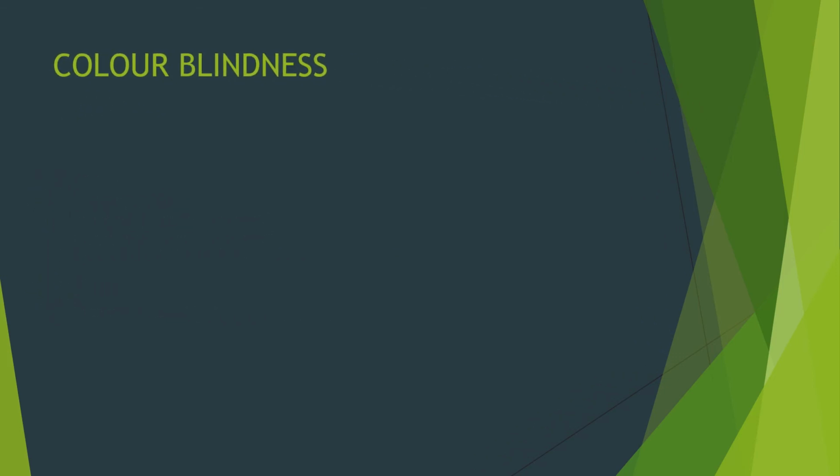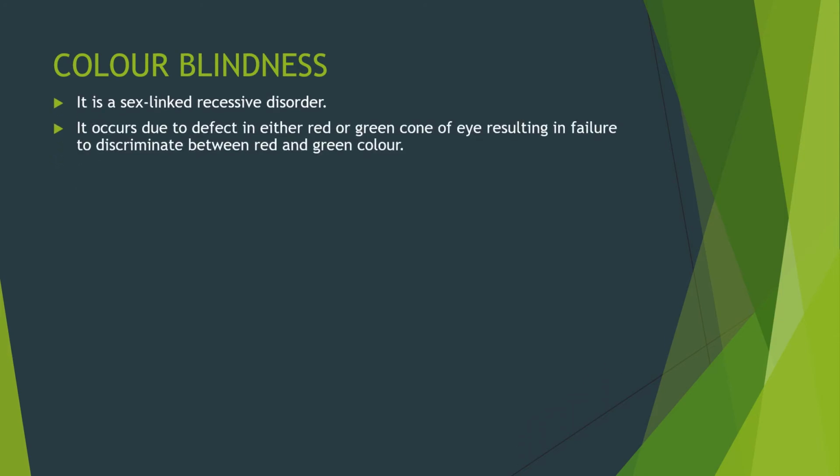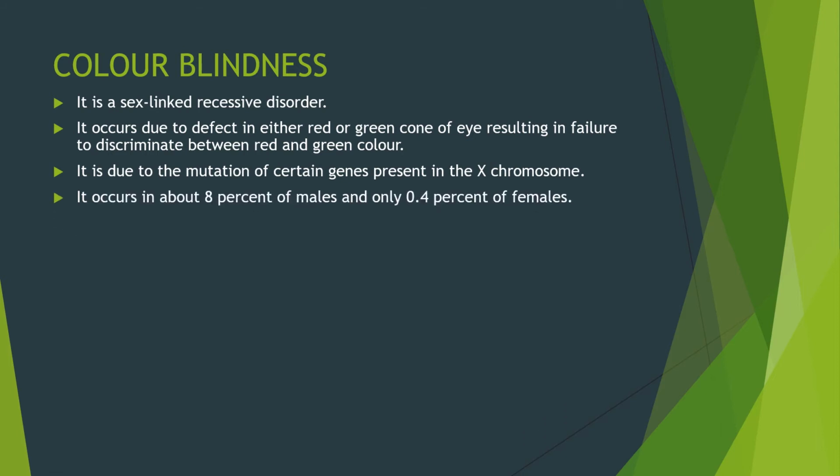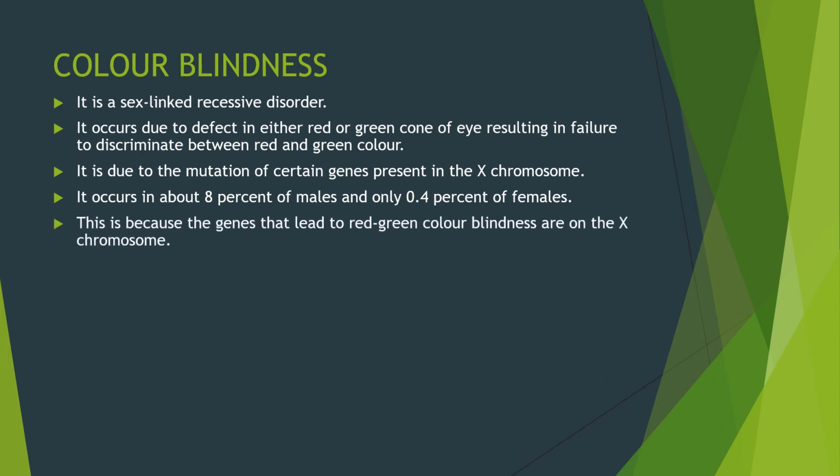Let's have a look into color blindness, which is a sex-linked recessive disorder. It occurs due to a defect in either the red or green cone of the eye, resulting in failure to discriminate between red and green color. It is due to the mutation of certain genes present in the X chromosome. It occurs in about 8% of males and only 0.4% of females. This is because the genes that lead to red-green color blindness are on the X chromosome.